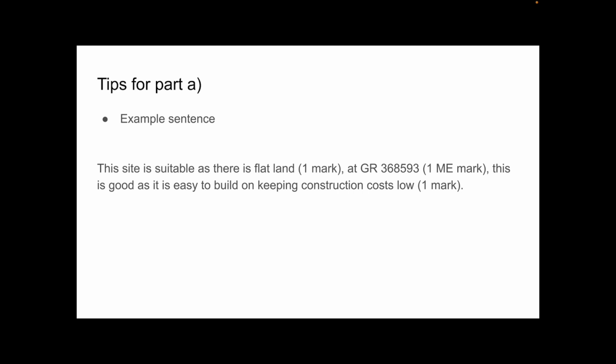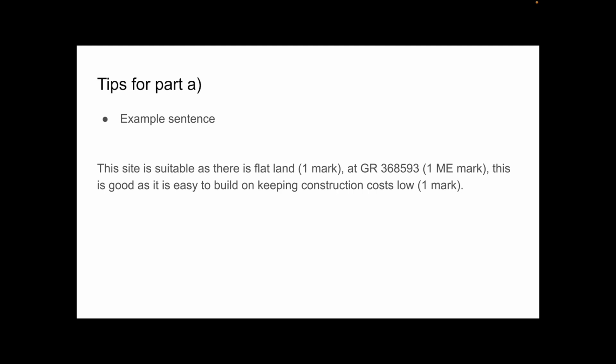Then there's your grid reference. That gives your map evidence mark. That's what the ME stands for. And then providing you say something along the lines of, this is good as it's easy to build on, keeps construction costs low, you're going to get a 3rd mark. So it's really important. Like I say, flatland is an amazing one for getting 3 marks.